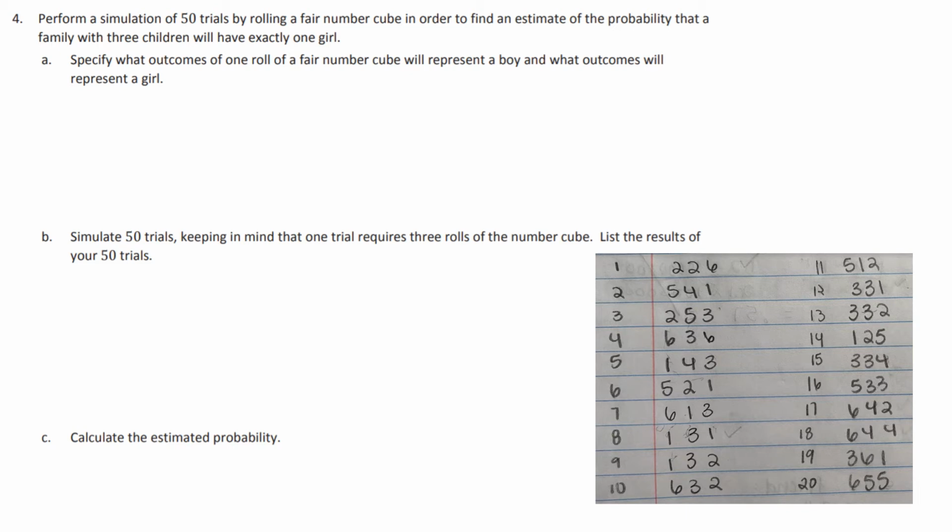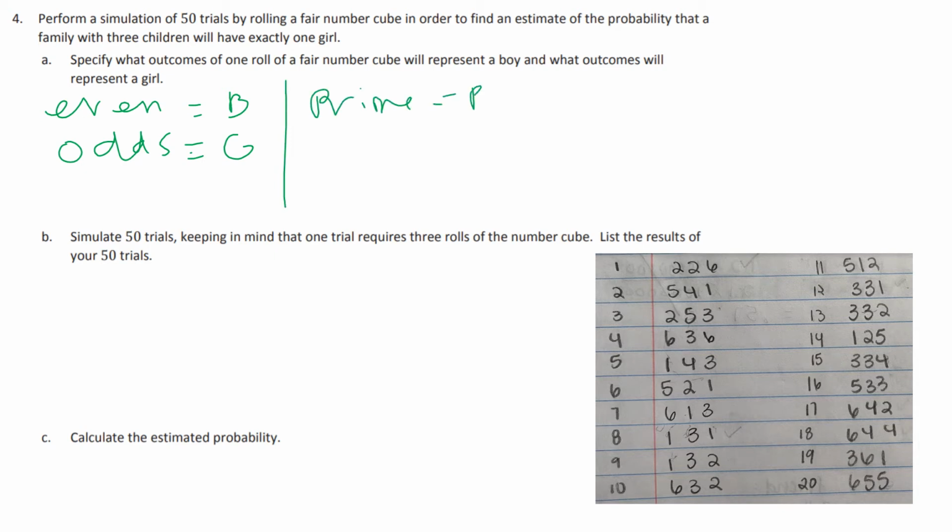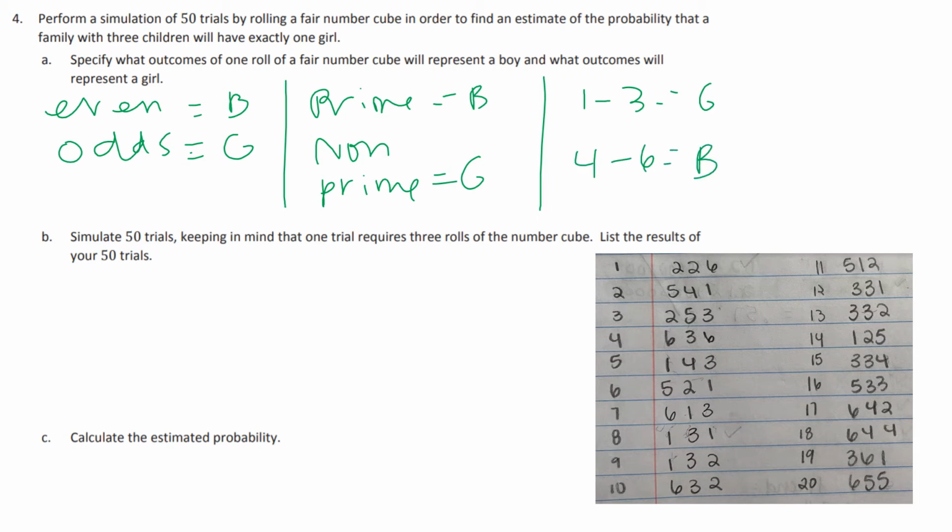You can say my even numbers will be boys and my odds will be girls, or vice versa. You can do what we just did and say prime numbers will be boys and non-prime will be girls. You can do numbers 1 through 3 equals a girl, and numbers 4 through 6 equals a boy, as long as you're making sure it's even. So each of these, there's 3 even numbers, 3 odds, 3 primes, 3 non-primes, 1, 2, 3, 4, 5, 6. As long as you have even outcomes, you can do it however you want.